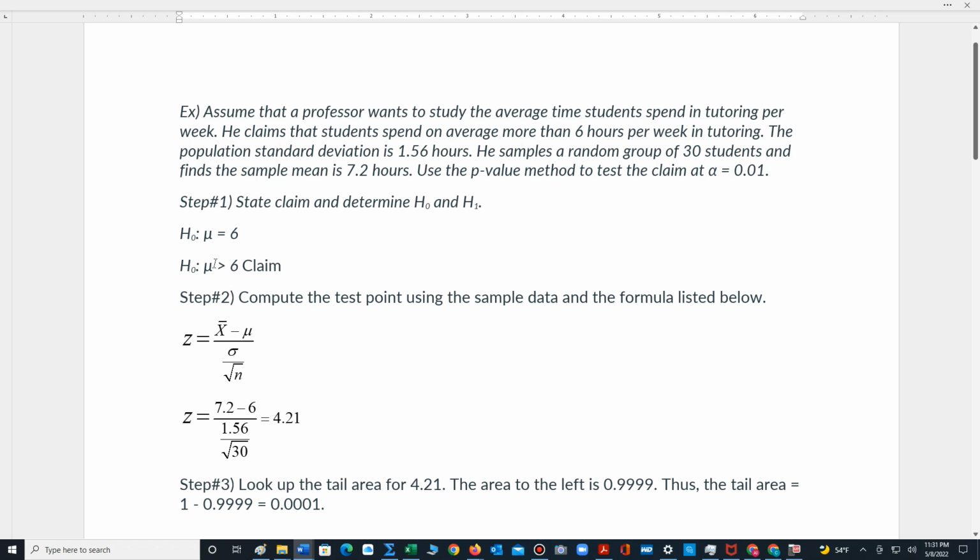Since we're using a greater than symbol, it should be an H1 statement. So it's an H sub 1 statement, not an H naught statement. H naught is mean equal to 6. So that's our first step, is to determine the claim, H naught and H sub 1.